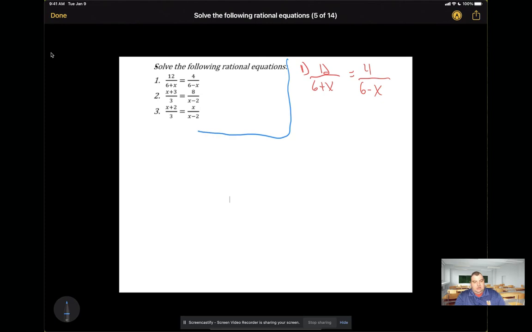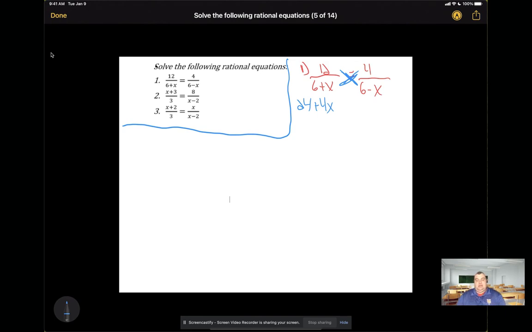So let's take a look at number 1, which I have written out already. Again, like I said, to solve this, we are going to cross multiply. When I cross multiply, on this diagonal, I'm not just going to multiply the 12 times the 6. I'm also going to multiply the 12 times the minus x. Similarly, on this diagonal, I'm not just going to multiply the 4 times the 6. I'm also going to multiply the 4 times the x.